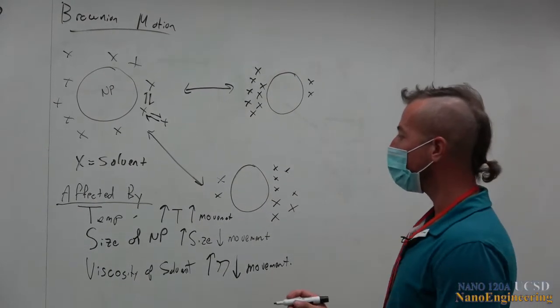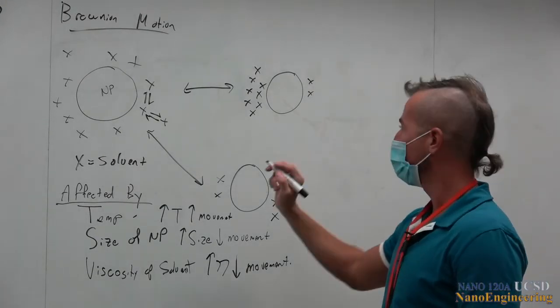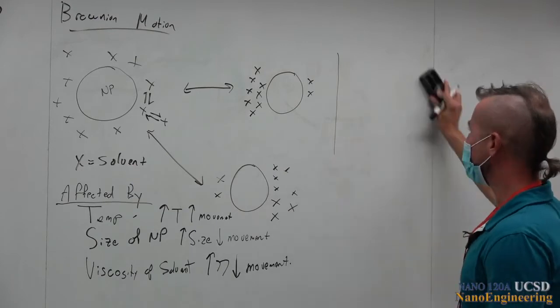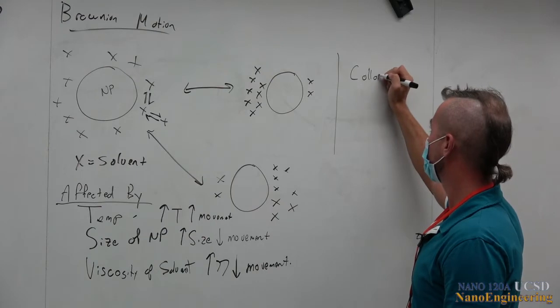Let's see. Another big consideration is that Brownian motion is only for colloidally stable particles.